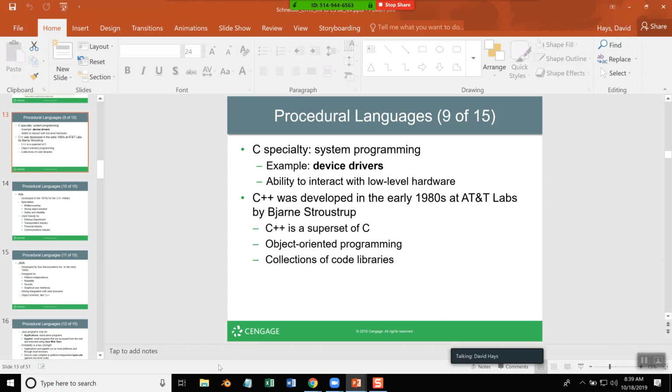C++ was developed by AT&T by Bjarne, if I'm saying his name right. It's a superset of C, object-oriented programming, collections of code libraries. C really didn't do object-oriented programming, so they tried to find a better tool for that.